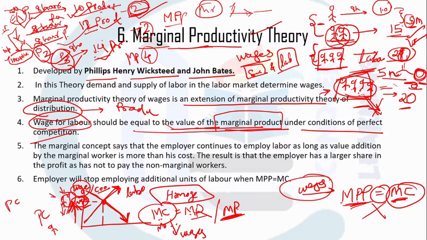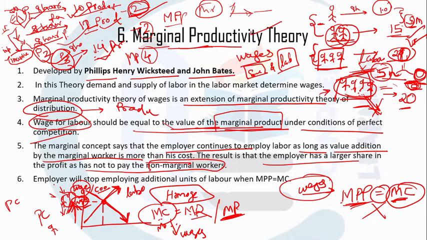So the marginal concept says that the employer continues to employ the labor as long as the value addition by the marginal worker is more than the cost. So till the point here, he was having 5 extra added, he was hiring. The moment he gets zero marginal value, he will stop. So the result is that the employer has a larger share in the profit as he does not have to pay the non-marginal worker. He has to pay only those workers, and he would hire only those workers who can give him marginal productivity.